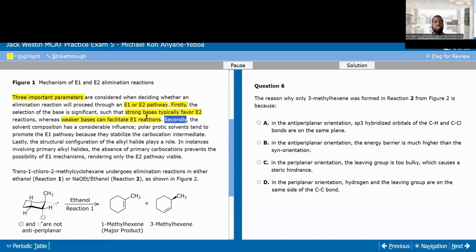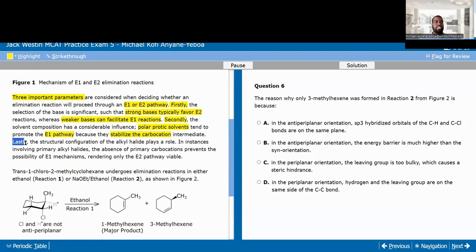Secondly, the solvent composition has a considerable influence. Polar protic solvents tend to promote the E1 pathway because they stabilize the carbocation intermediate. So polar protic solvents favor the E1 pathway. How do they do that? They stabilize the carbocation intermediate. I can highlight all of this, but I'll just highlight the key part.